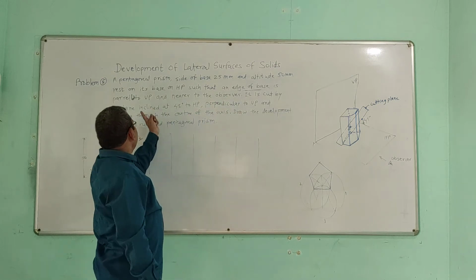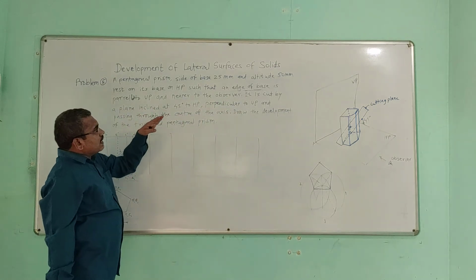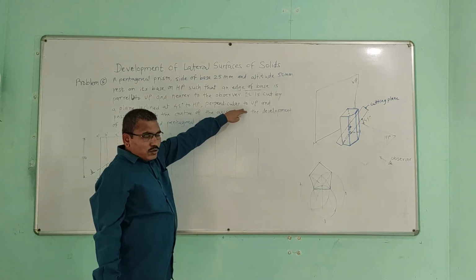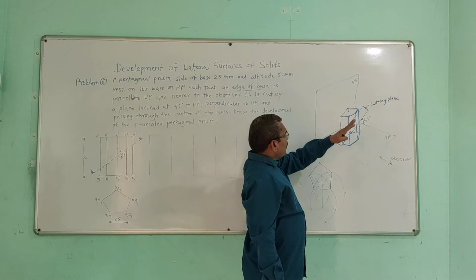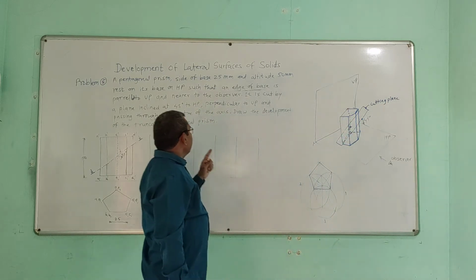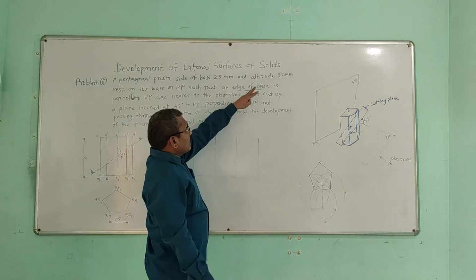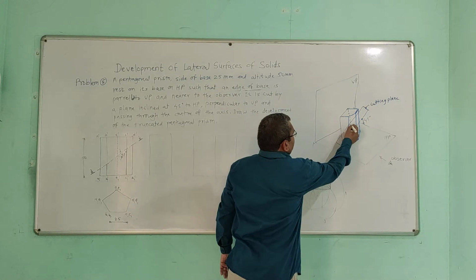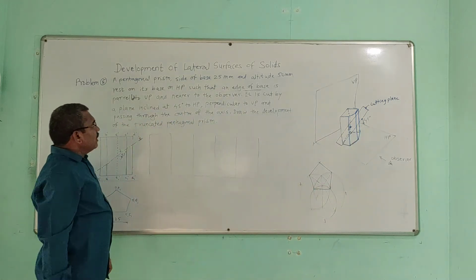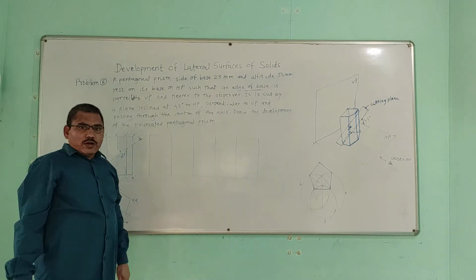It is cut by an inclined plane at 45 degrees. Now the cutting plane is inclined at 45 degree and perpendicular to VP, and it passes through the center of the axis. Now the total axis height is 50, so at 25 mm that cutting plane passes. Draw the development of truncated pentagonal prism.